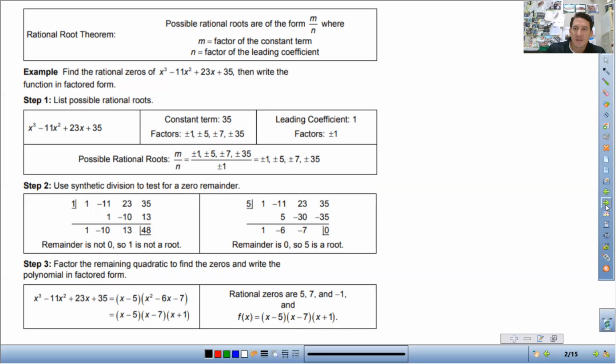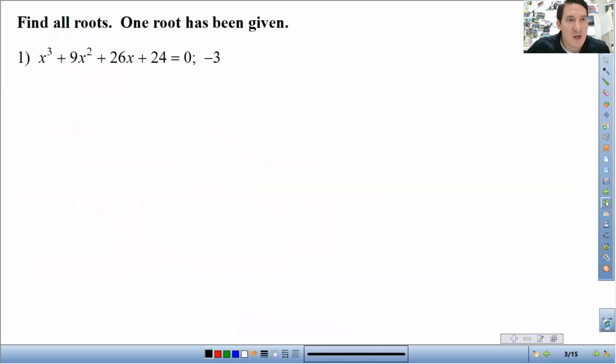All right, so let's go ahead and look at an example. We're going to find all the roots. One root has been given. For the first few problems on today's assignment, you do not have to guess and check. The root is going to be given to you. Just a reminder, the root is -3, so that means the factor is going to be x plus 3. So this is the factor that we know.